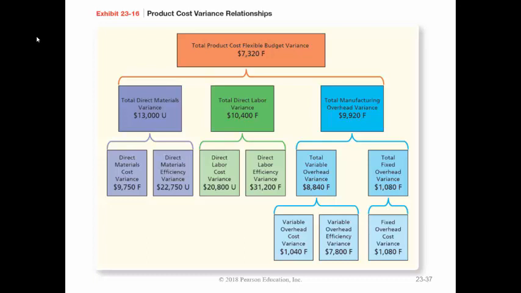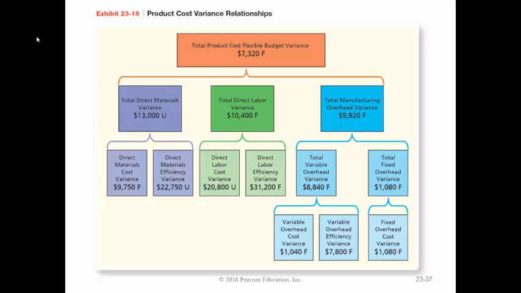Your total flex budget up on the top can be broken down into three different types of variances for your three cost components: materials, labor, and overhead. Within your materials and your labor variances, you can break them down for the portion of that variance which is attributable to a change in cost and the portion which is attributable to a change in efficiency. For the overhead variance, you can break it down between variable and fixed.